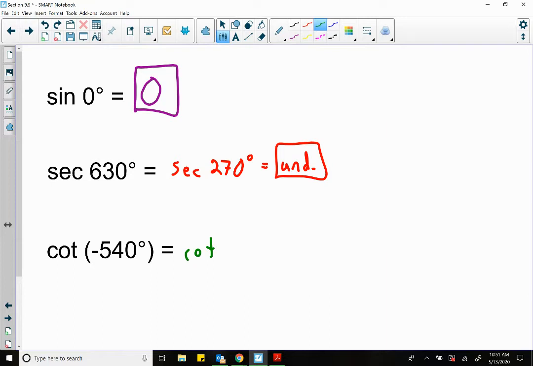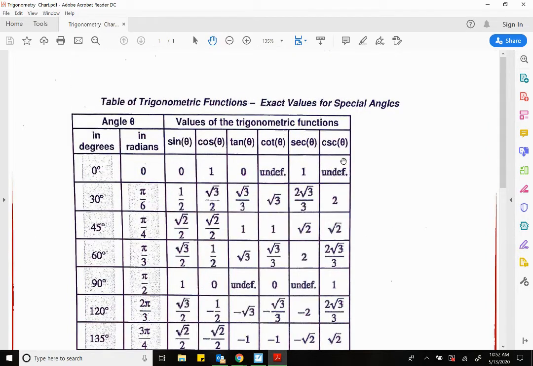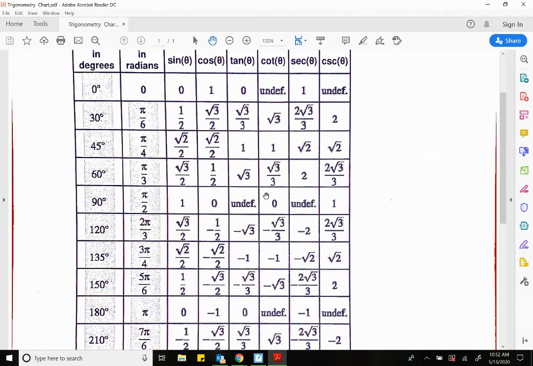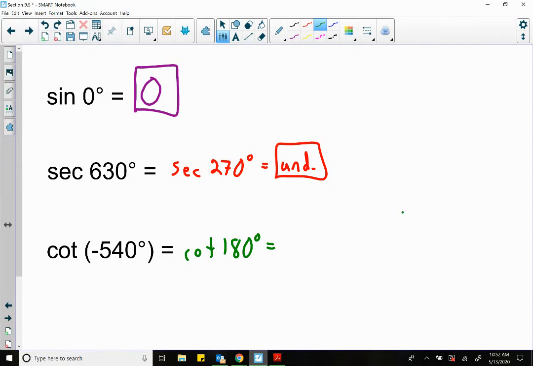That's still not the least positive, but you could actually figure it out from there if you rewrote the negative angles. So if I add 360 again, what we're looking at is cotangent 180 degrees. That is the least positive coterminal angle to this. See, I said coterminal is pretty important for us. Okay, so now if we just go to our chart, cotangent is the third column from the right, and we want 180. So 180, third column from the right, there it is. That answer is also undefined. And there we go.